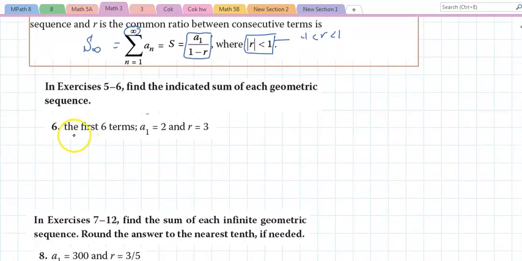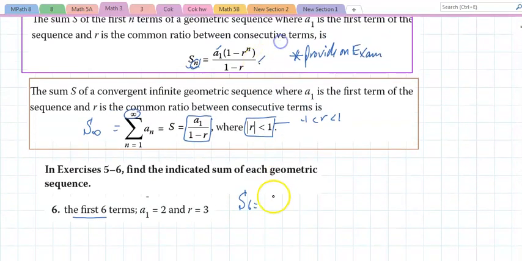So when I look at problems number 5 and 6, it says find the indicated sum of each geometric sequence. The first 6 terms, they want us to find S sub 6 based on this formula that I'm going to provide. That's the first term times 1 minus r to the n divided by 1 minus r. And you notice, to find the general term, I need the first term, and I need r. And that's pretty much what you need for all of those. So, since you're looking for S sub 6, you want that to be raised to the 6th power. So the way it works, they gave us a sub 1. And they gave us r.